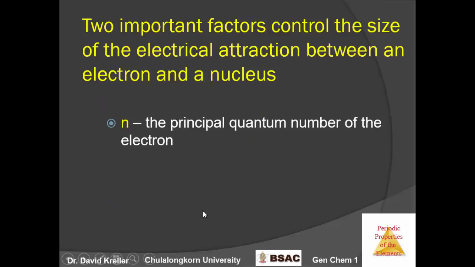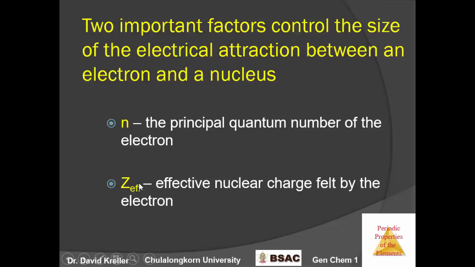So we've discussed the basic electrical factors that control the size of the electrical force between electron and nucleus. Now let's talk about those factors in terms of orbital properties. So n is one factor, the principal quantum number of the orbital that the electron occupies. And the other is Z, or Z effective, the effective nuclear charge felt by that electron.